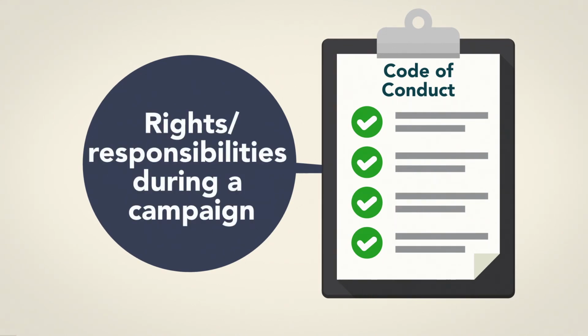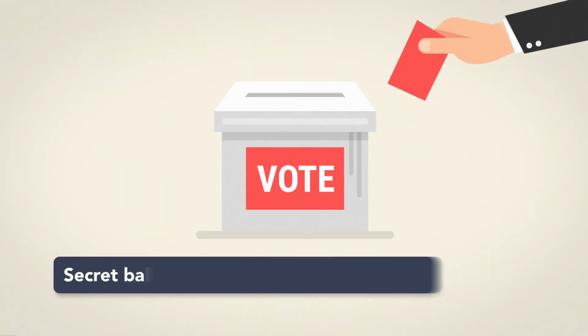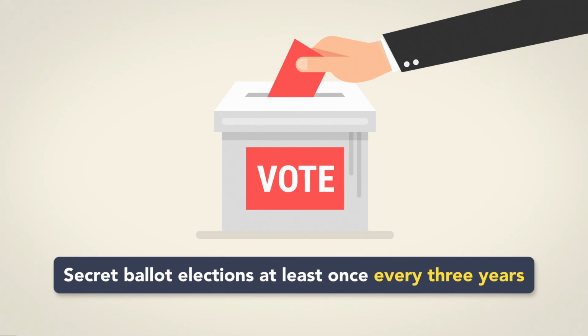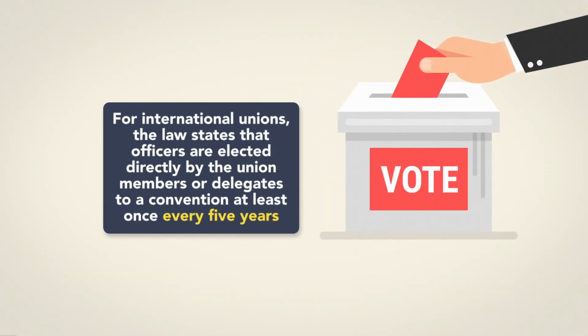Under the Act, local unions are required to hold secret ballot elections for officers at least once every 3 years. For international unions, the law states that officers are elected directly by the union members or delegates to a convention at least once every 5 years.